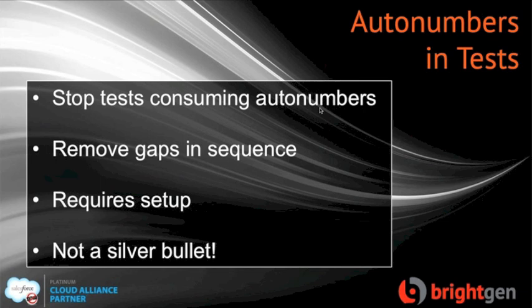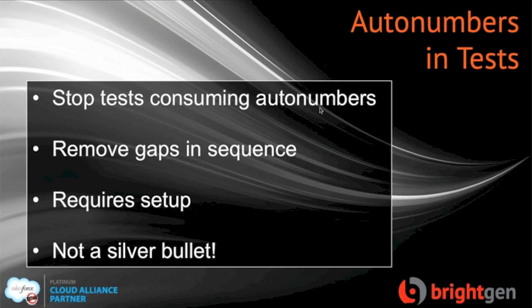Now, Spring14 introduces a new independent auto number sequence option on the Apex test execution menu, and that stops unit tests consuming auto numbers. So if that's something that has been plaguing your developers, there is a solution to it. However, note this is not a silver bullet.